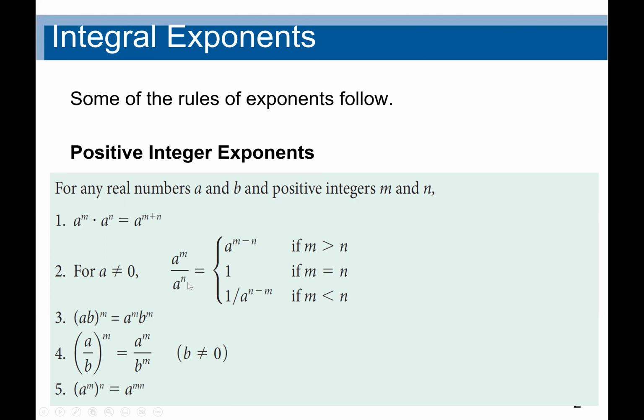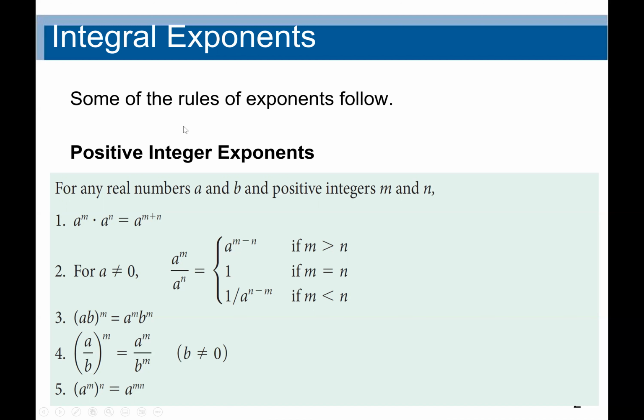Now, if n is greater than m, then we are going to get the reciprocal. So it will be 1 over a to the power n minus m. Or we can still write a to the power m minus n, but our exponent will be negative since n is greater than m. So that's the division rule.